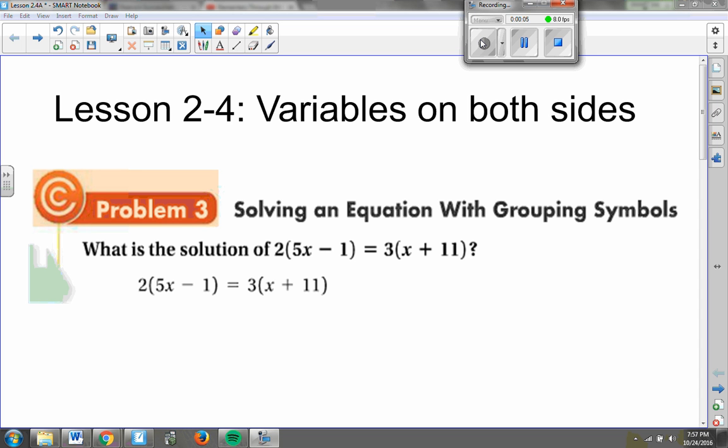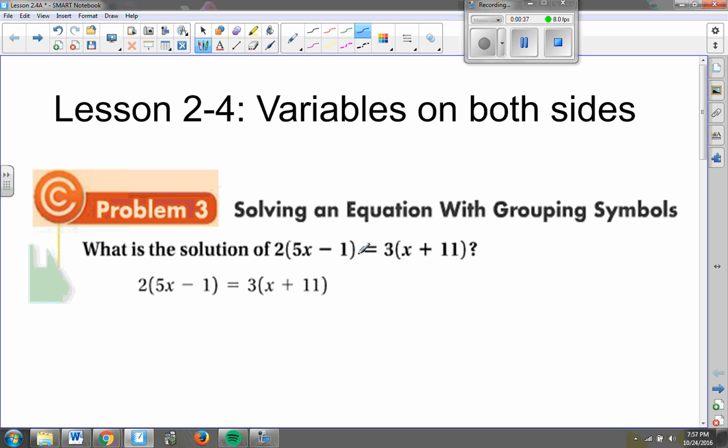Welcome to part 2 of lesson 2.4, where we are solving equations with variables on both sides, and we're adding more steps to our equation solving today. In problem 3 in this example here, they're asking what is the solution of this crazy long equation with sets of parentheses on both sides. 2 times 5x minus 1 in parentheses equals 3 times x plus 11 in parentheses.